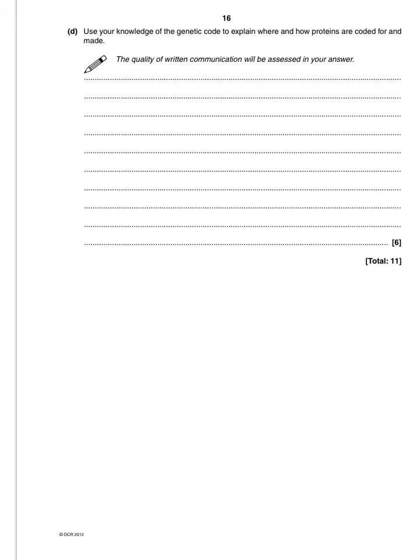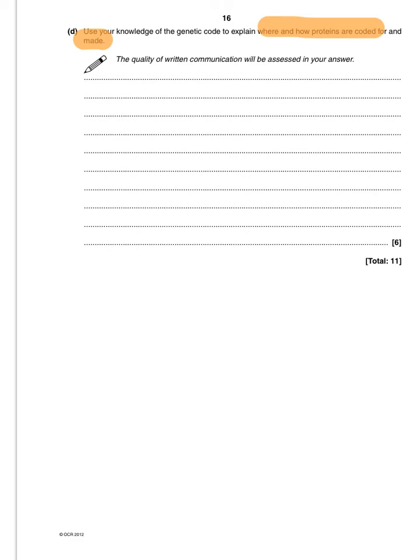Use your knowledge of the genetic code to explain where and how proteins are coded for and made. Quite a nice question. There's not a lot in question 7 that's going to confuse you. So, where and how proteins are coded for and made. So, we're looking for coded for.